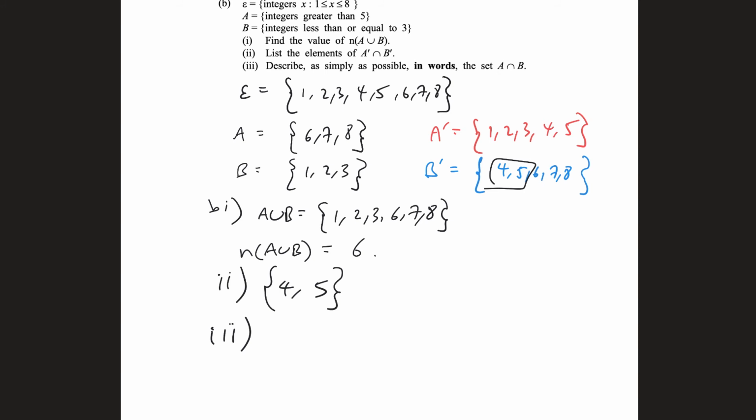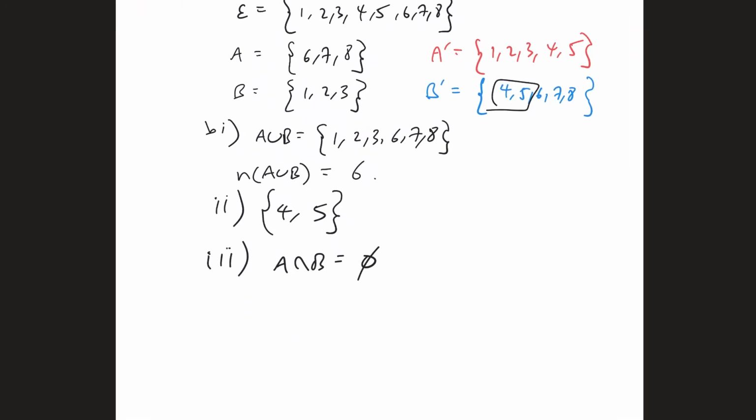Part 3. Describe as simply as possible in words the set A intersect B. And so let's just look. A intersect B, there's actually nothing, right? Intersect means overlap. Is there something in A that is also in B? No. Anything in B that is also in A? No. So A intersect B is actually simply a null set. So putting it in words, we can just say that it is a null set. Or if you like, you can say it is an empty set. Both are fine.